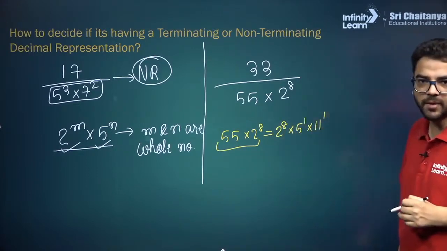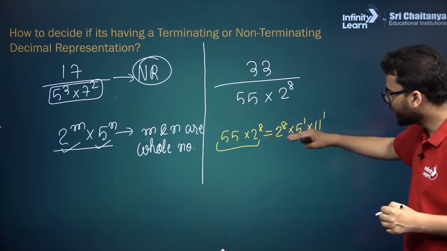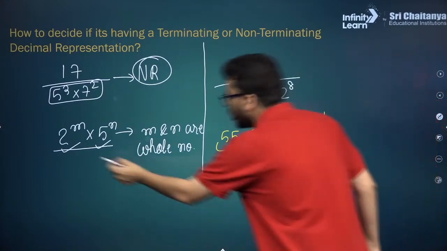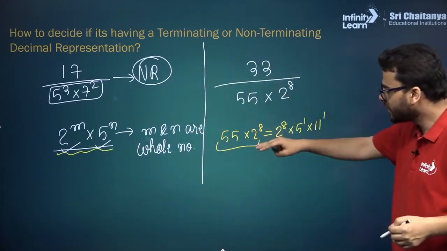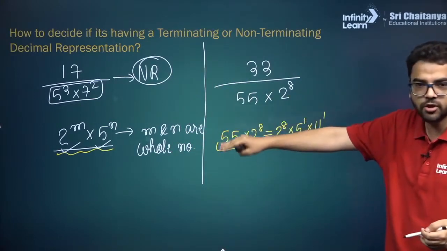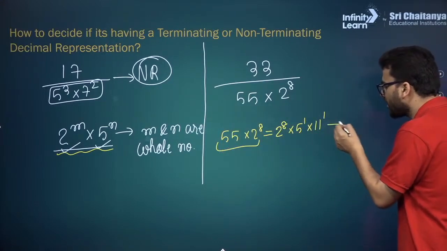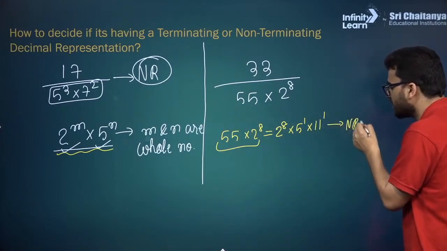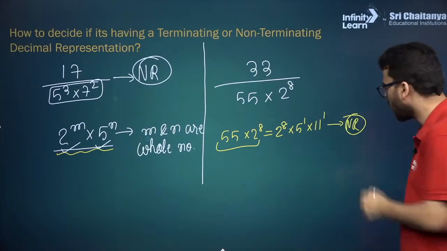Something like this or not, tell me. The denominator is of this form. So you will say that the denominator is not of the form 2 raised to the power m, 5 raised to the power n. So according to you, this will have a non-terminating recurring decimal representation. According to you, in that question, that will happen. But the answer is wrong.